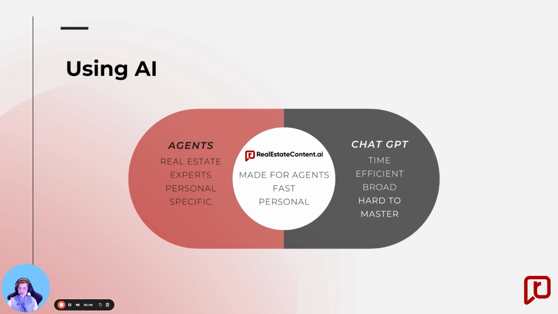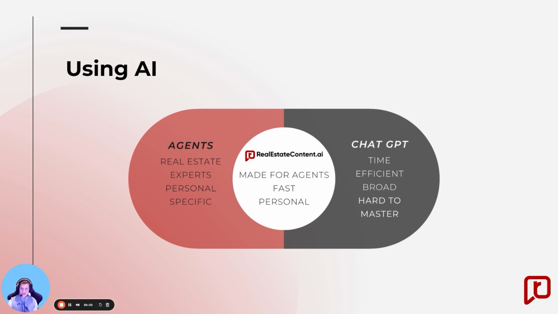And contrary to that, we have real estate agents, where real estate agents are experts. They're personal. They're specific to the task. They understand the real estate space, unlike ChatGPT. But there is not the time efficient aspect of it, where agents don't have as much time. They don't have unlimited time like ChatGPT does.